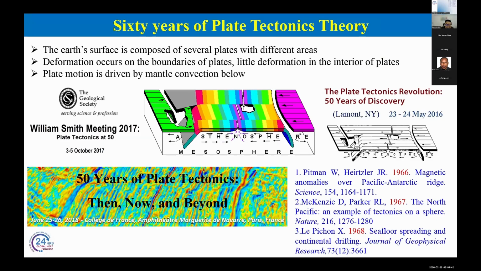So this is the basic sketch model to describe how the Earth works. This is the subduction zone. This is the mid-ocean ridge, and I can also find the transform boundary.